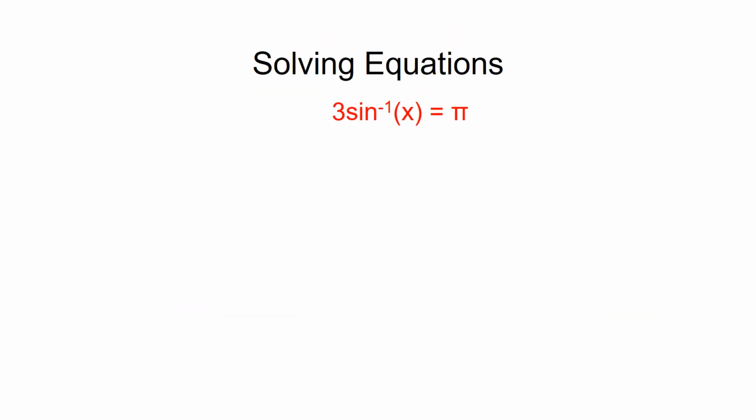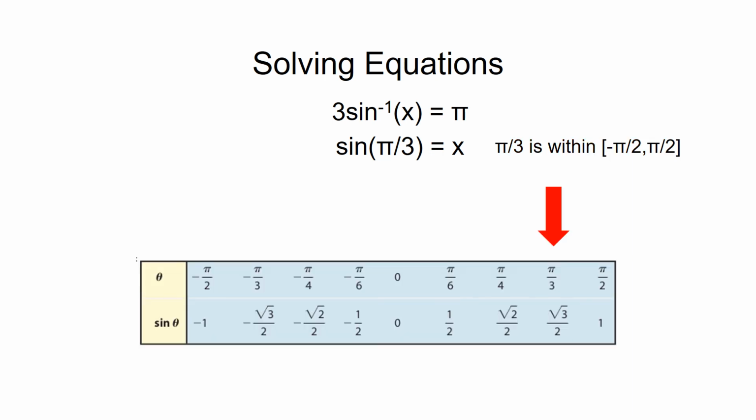Now let's look at the equation 3 times the inverse sine of x is equal to pi. When we simplify, we obtain the expression sine of pi over 3 is equal to x. Now pi over 3 is within the interval minus pi over 2 to pi over 2, so we will be able to find the sine of pi over 3. Looking at the table of common angles and their sines, we see that the sine of pi over 3 is the square root of 3 over 2. So this means that x is equal to the square root of 3 over 2.